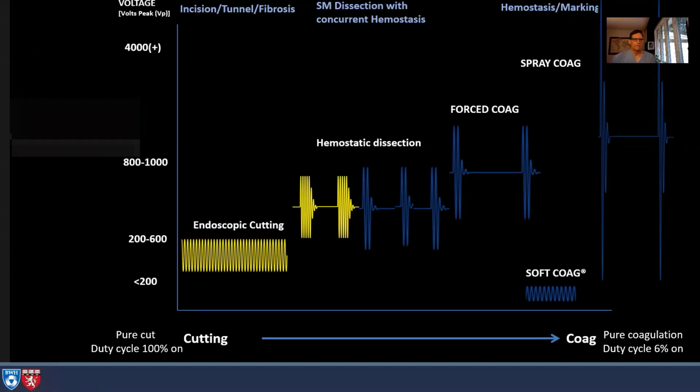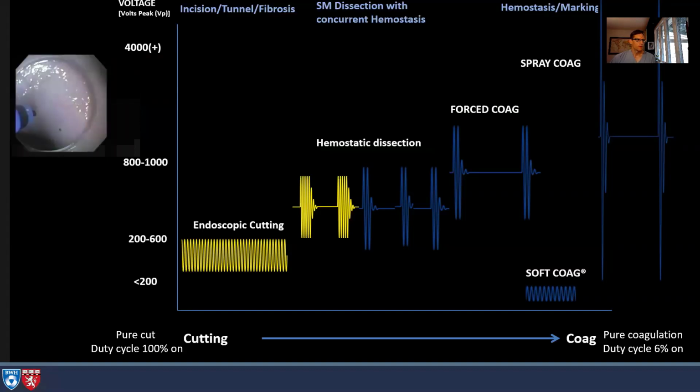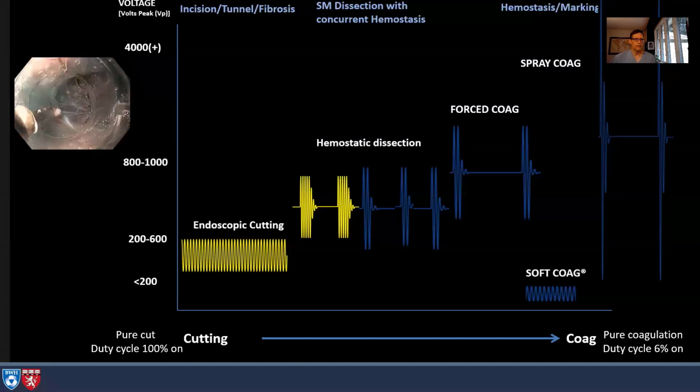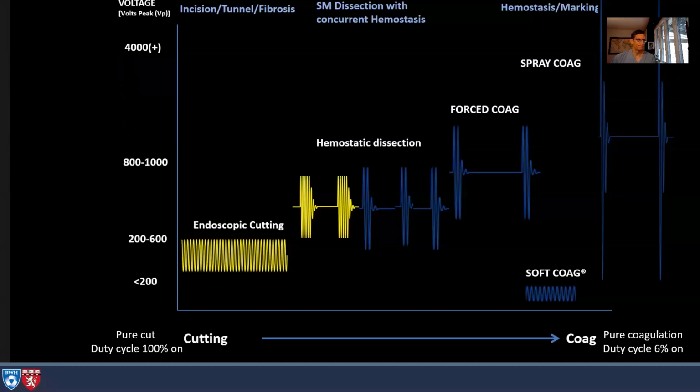Now I'll show some videos demonstrating how these waveforms are applied. First, we have marking, and for this, we typically use soft coag, less likely to cut. Here we're sealing a vessel with a coag grasper. Again, soft coag, that nice low voltage sinusoidal wave.